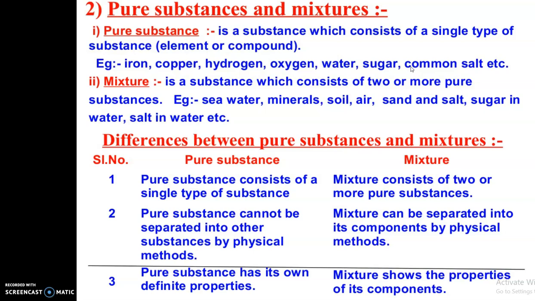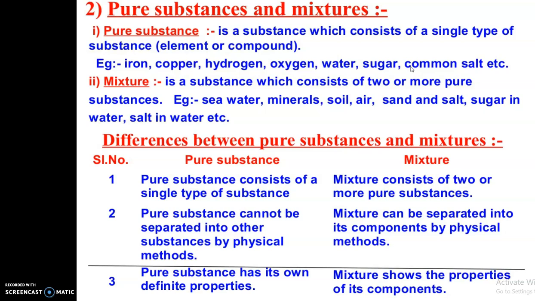Mixtures. A mixture is a substance which consists of two or more pure substances. For example, seawater. If we take seawater, it is made up of pure NaCl and water. These are examples of mixtures.